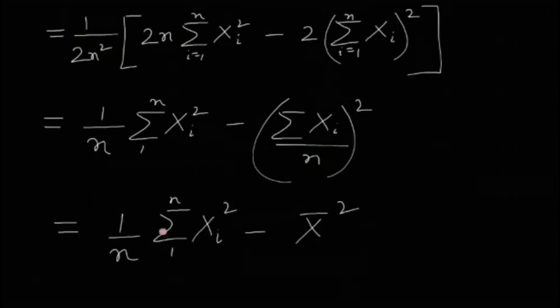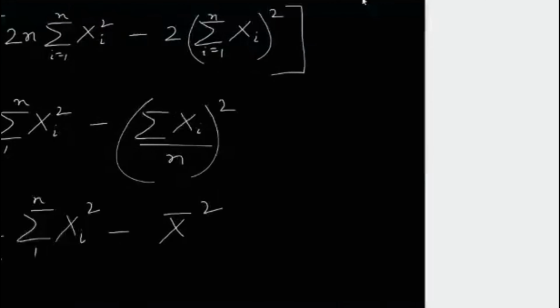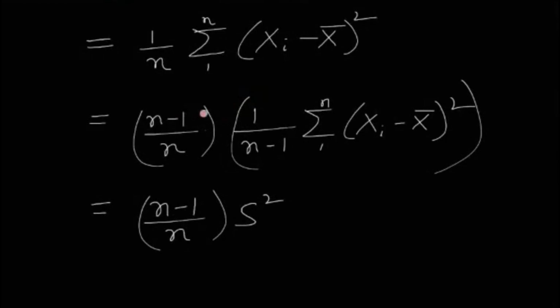Now this is nothing but 1 by n summation Xi square minus X bar square, because obviously this term is X bar, summation Xi by n. Now this can further be written as 1 by n summation Xi minus X bar whole square. If you break it down again, you will find this. Not a problem. Now this is nothing but n minus 1 divided by n into 1 by n minus 1. We are just adjusting it, adding this n minus 1, which just cancels out, so basically this remains the same thing.